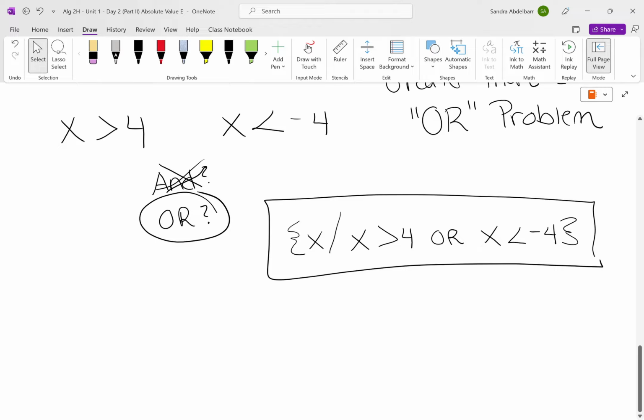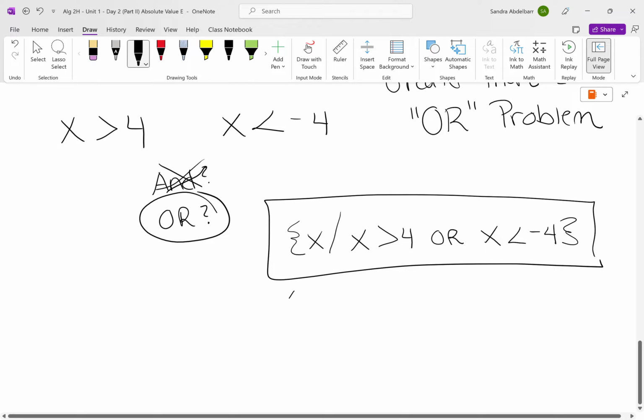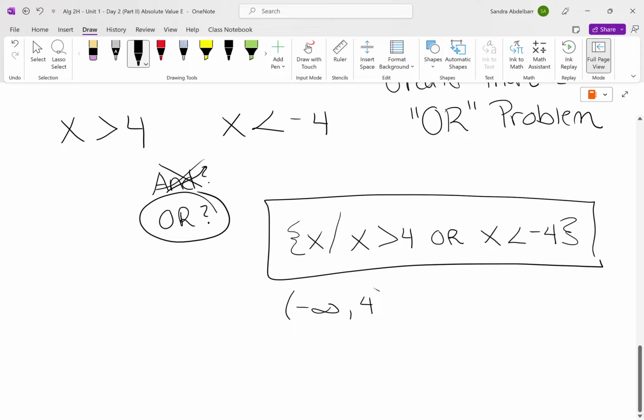Absolutely. If you wanted to do interval notation for this, it would be the -∞ to 4 union, or the word or, 4 to infinity, everything parentheses. How is it union? Because union means or, intersection means and. So union means or. But you can just write the word or if you prefer it. You don't have to use the union.